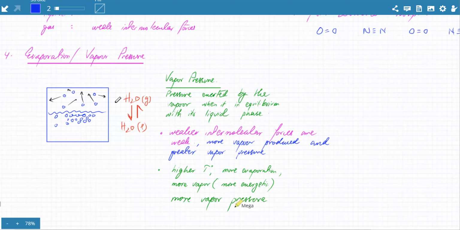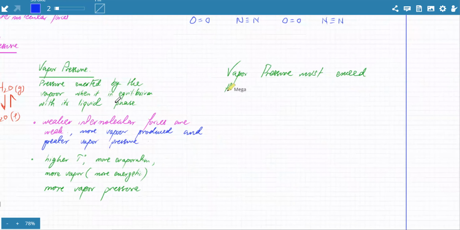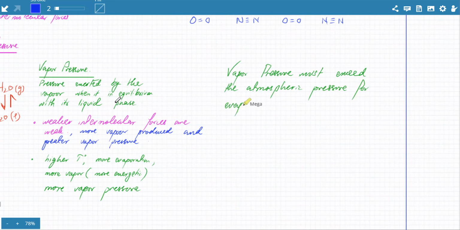So then another small point about this is that if you're at room temperature, the vapor pressure must exceed the atmospheric pressure for evaporation to happen. What does this mean? Now we want evaporation to happen.